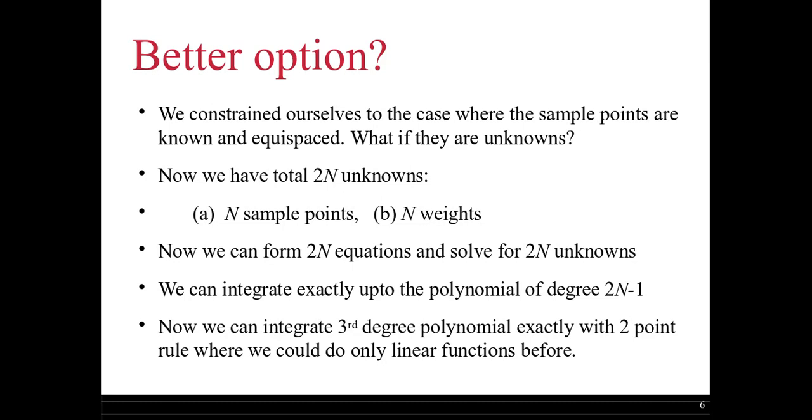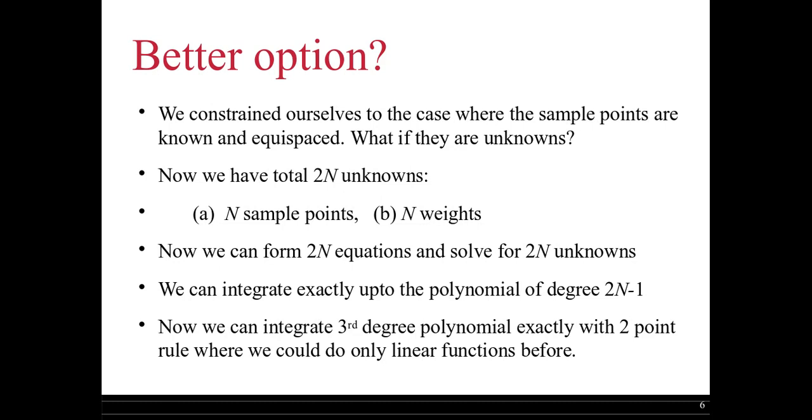So we can form 2n equations and solve for 2n unknowns such that any polynomial like x to the power k, where k can be 0 to 2n minus 1, can be integrated exactly. So we can integrate exactly up to a polynomial of degree 2n minus 1. This is obviously a better option, because with n points you could go up to only the n minus 1 degree polynomial.